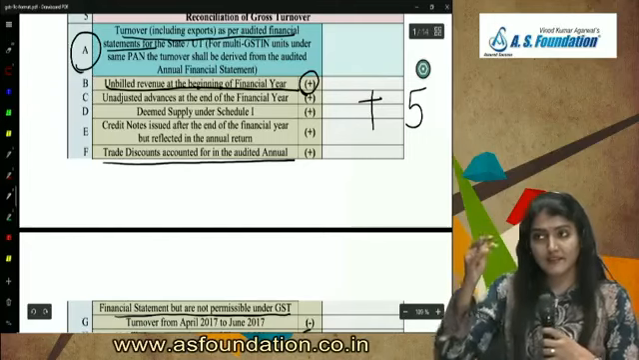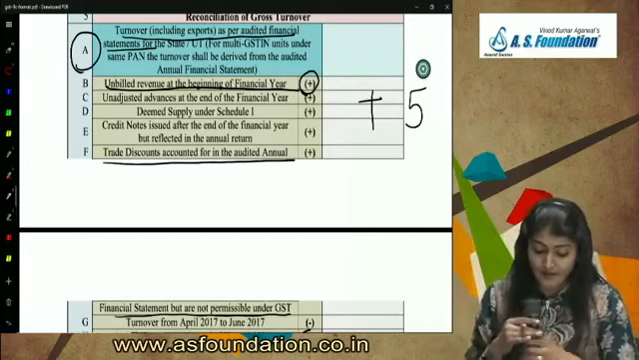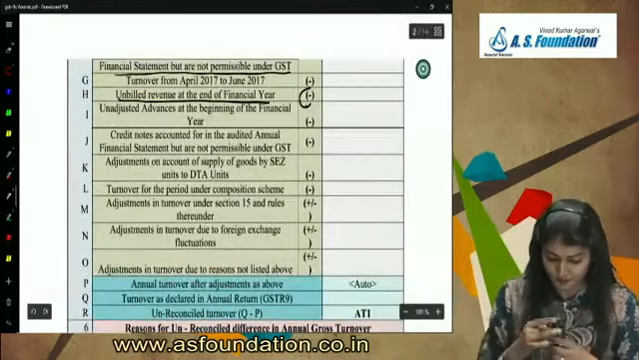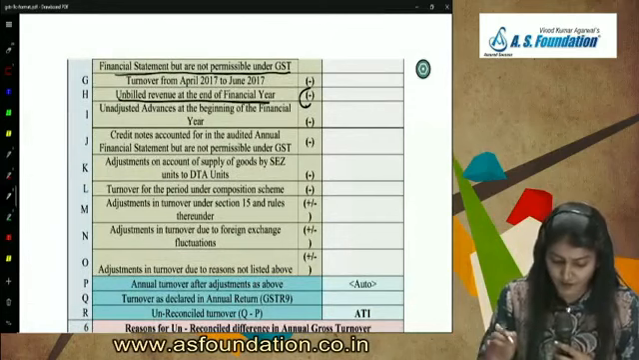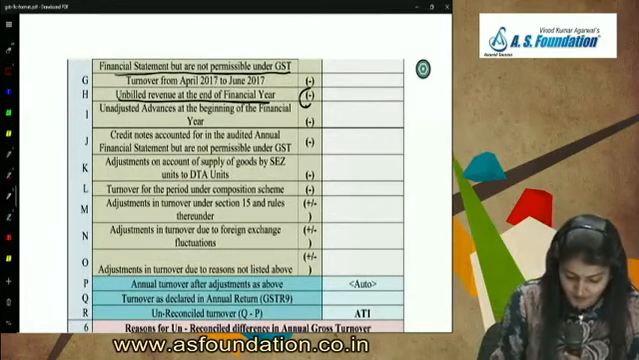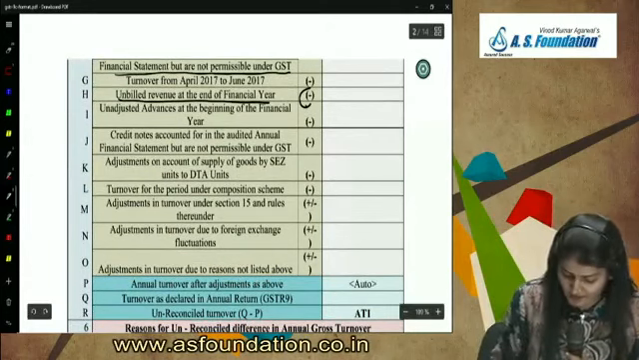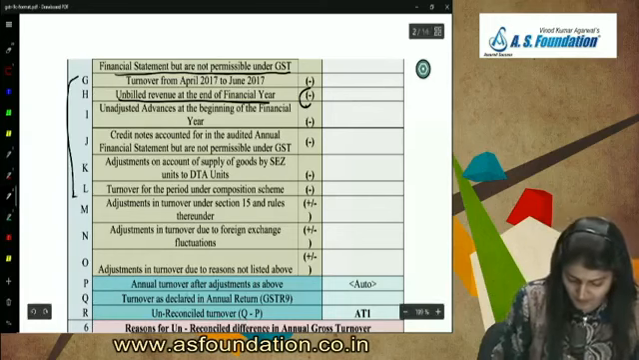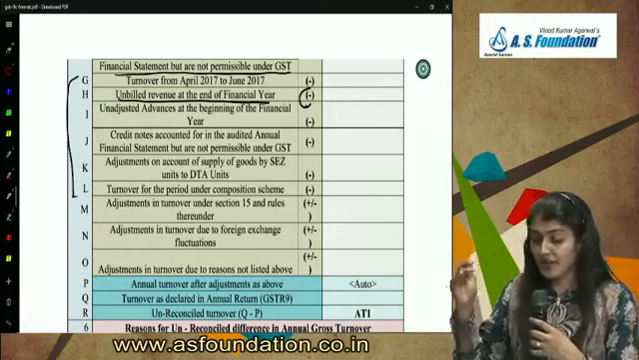That is B, C, D, E, F. Then 6 things you need to reduce: G, H, I, J, K, L. So these are the things you need to reduce.